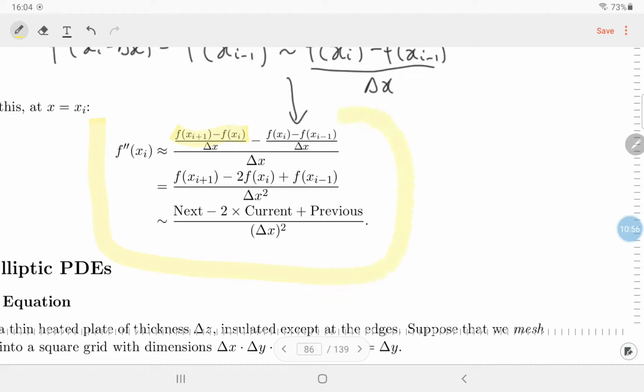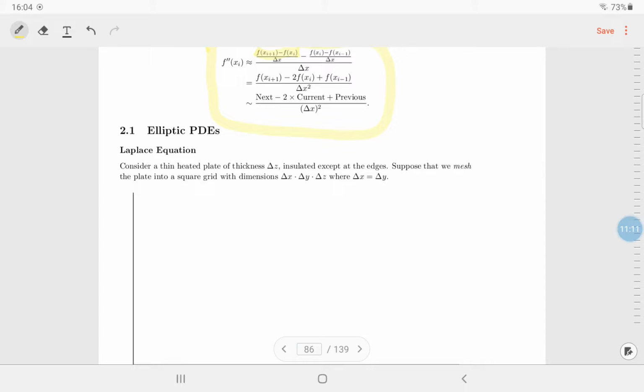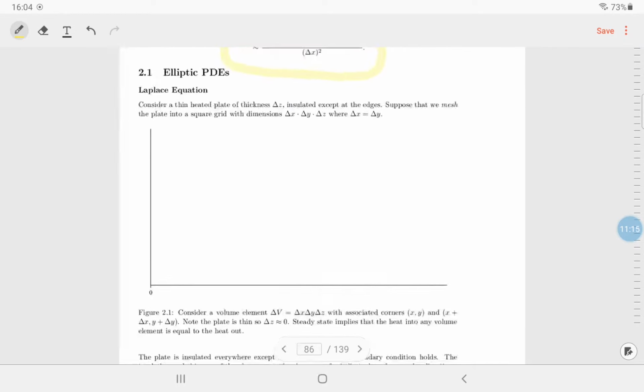How do you approximate the second derivative? You use this. So the second derivative at a point is approximately the next value minus twice the current value plus the previous value, divided by delta x squared. Okay, so that's the stuff you need at the background. That's kind of the theoretical background that we need.